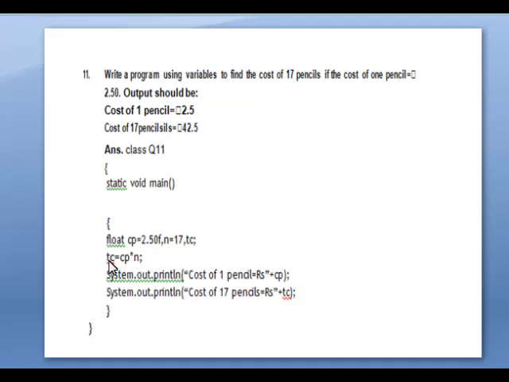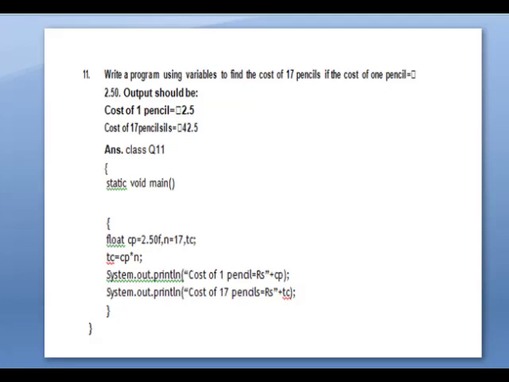So system dot out dot println of cost of one pencil equal to rupees plus CP, the value in CP will be displayed, 2.50. Then system dot out dot println cost of 17 pencils equal to rupees plus TC. In TC, the value obtained after multiplying here will be displayed, that is 42.5. Okay, then close all the brackets.